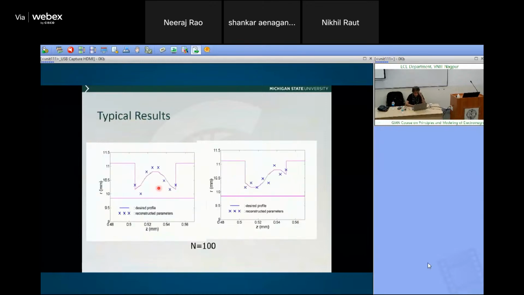So these are some examples of eddy current defect characterization. This is the true profile, and we were able to get these results over here. Fairly good.